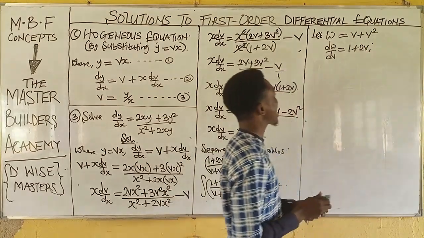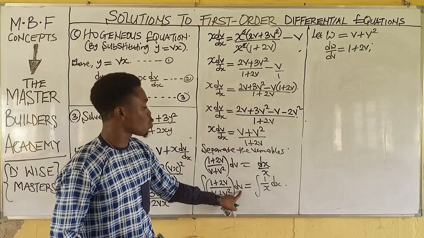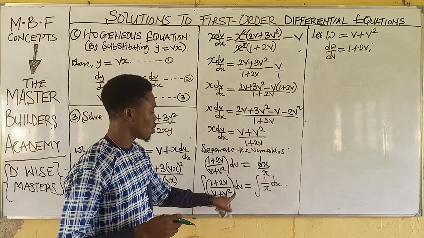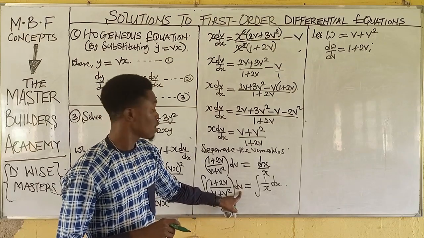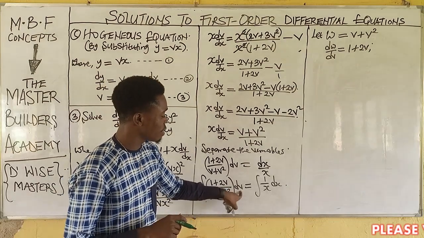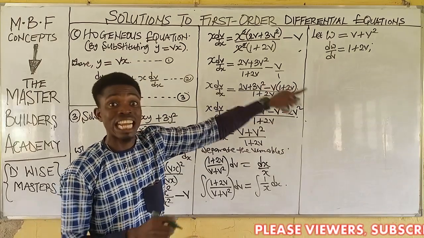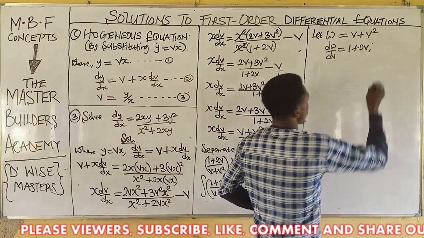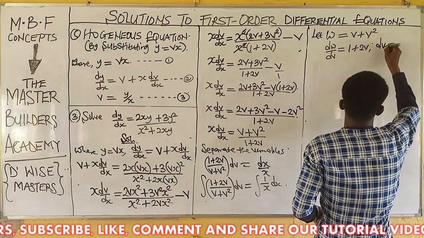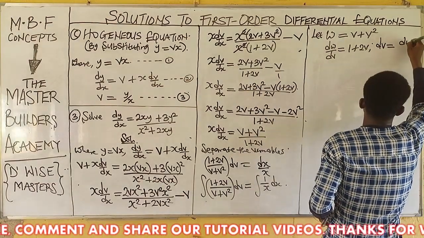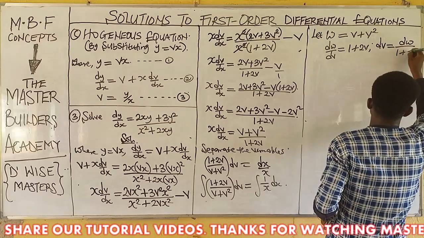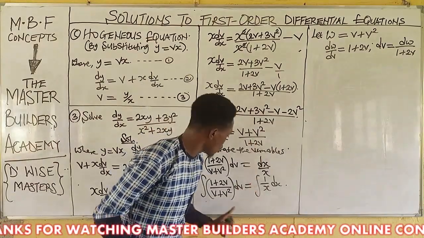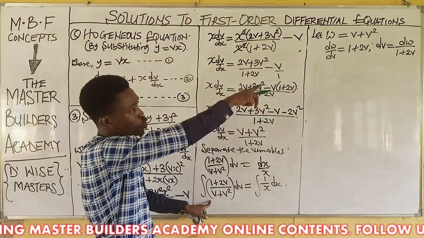Now we are going to make the v the subject of formula. Why? Because anytime you are using the substitution method, you only replace the denominator and the differential. So for me to be able to replace the v, I need to make the v the subject of formula here. That's the reason why I differentiated this function with respect to v. So if I make the v the subject of formula, I'm going to have dv is equal to dw all over 1 plus 2v. It's just to take this one up and bring this one down. So I will come to this equation and substitute those values.